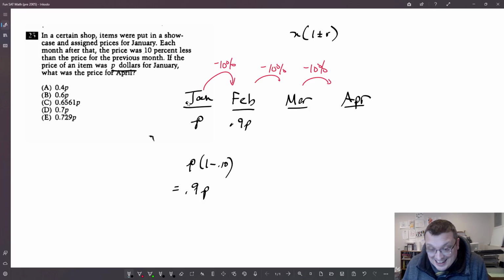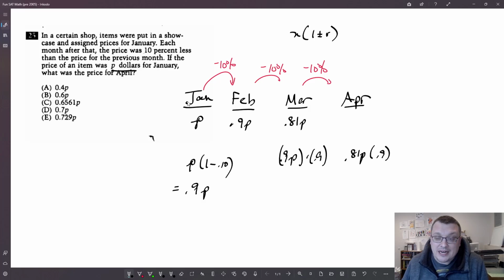I can then take that price, do the same thing, right? We're going to do 0.9p times 0.9, times 1 minus 0.10, and that would get us 0.81p. And then I can do the same thing again, 0.81p times 0.9 to get us to April, and that would get us 0.729p, and that's choice E.